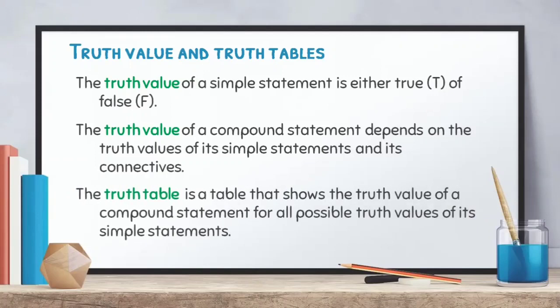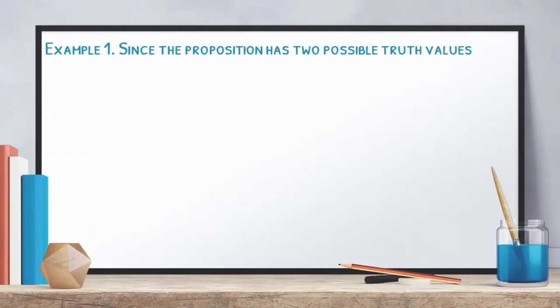The truth table is a table that shows the truth value of a compound statement for all possible truth values of its simple statements. Meaning we are using only truth value for compound statements. So in order for us to know the truth value of our statement, then we have to examine all the possible truth values of the simple statements in our one big statement, or one long statement.